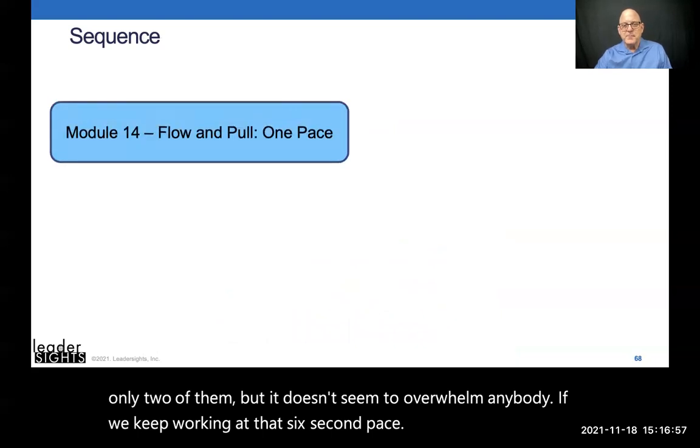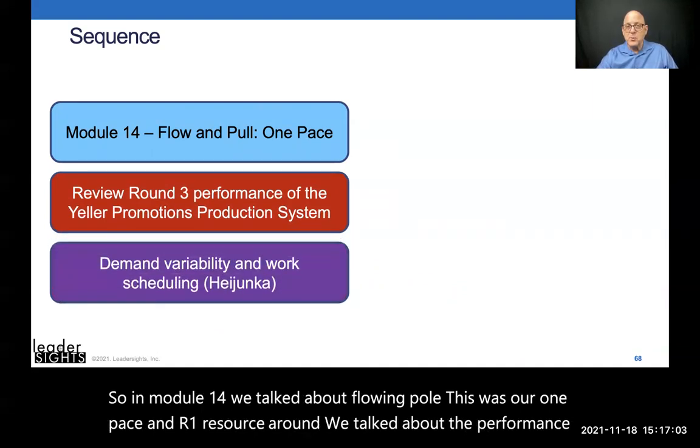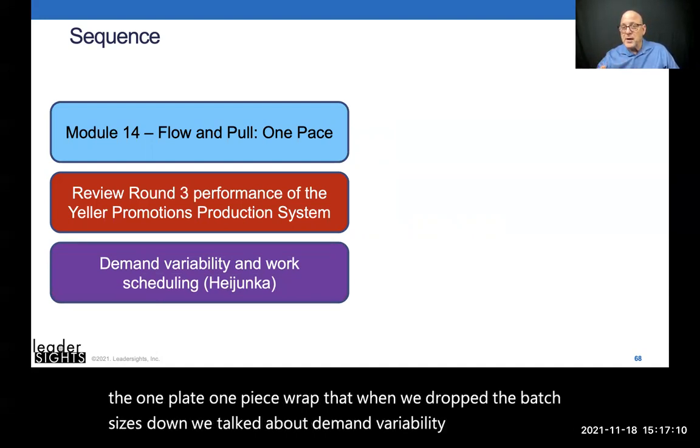So in Module 14, we talked about flow and pull. This was our 1 pace and our 1 resource round. We talked about the performance of the 1 piece round, when we dropped the batch sizes down. We talked about demand variability and work scheduling by Heijunka.